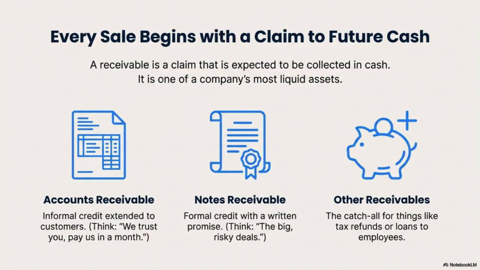And just to be thorough, there's also other receivables, which is the catch-all category, right? Yeah, that's where you stick things like an expected tax refund or maybe a small loan to an employee. For this deep dive, though, we're really focused on that operational split between AR and the much stronger NR.